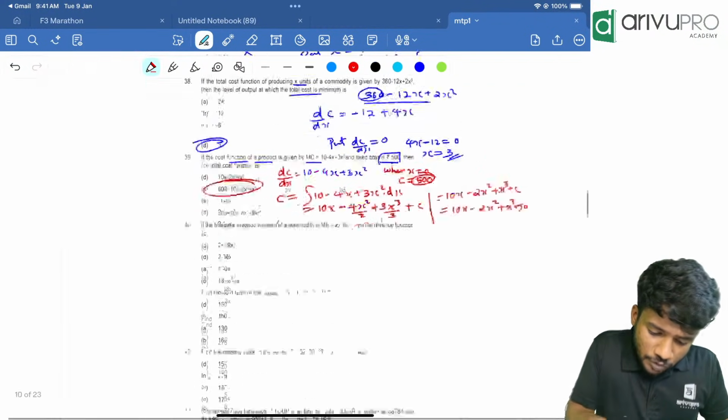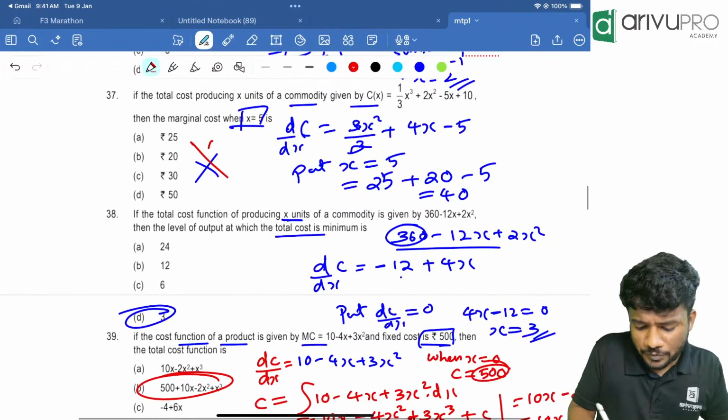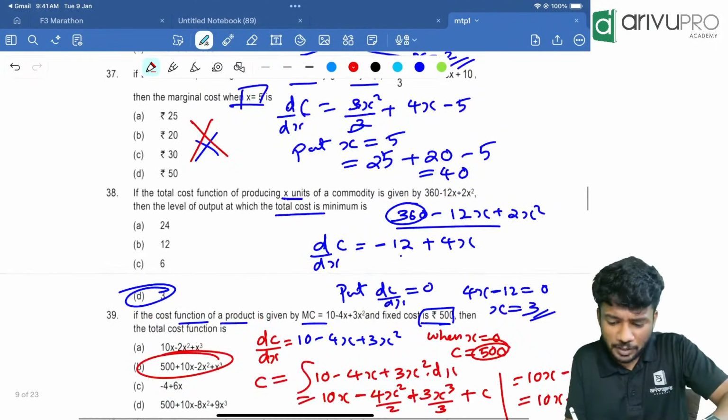Next one, 37th question. What was that? Options are incorrect. Options are incorrect. That's fine. Yes, it should have been 40.